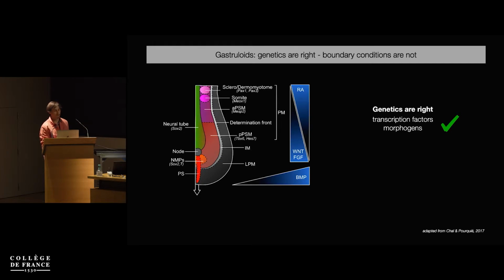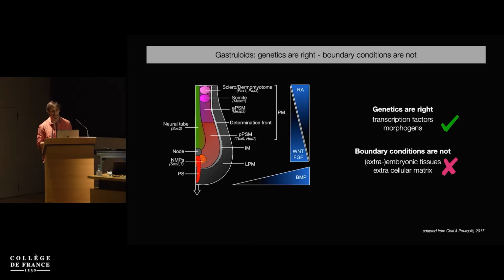Now, to cut a very long story short, when we were looking at the genetics of the system, so morphogen gradients, effectors of signaling, transcription factors, HOX, we saw that pretty much the genetics of the system are right. And this was, of course, very nicely also shown in the paper by Alfonso Martinez-Arias and Denis. However, we could infer that boundary conditions are not met.